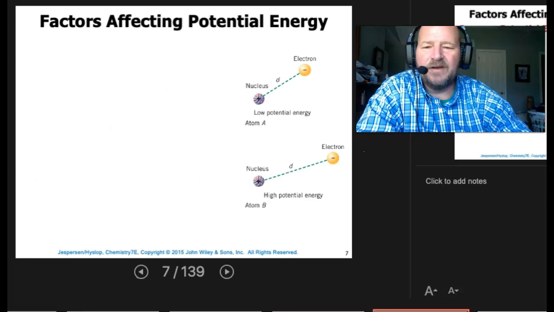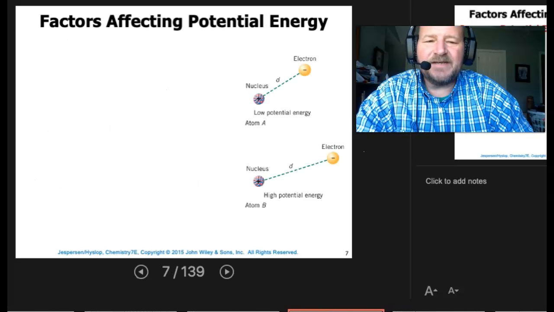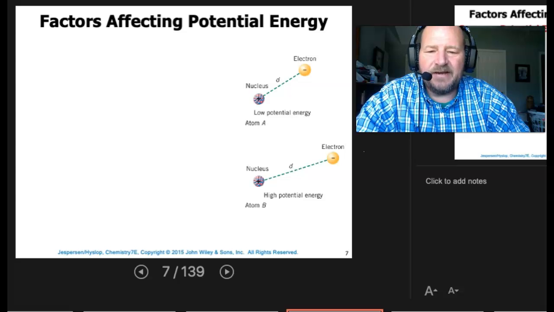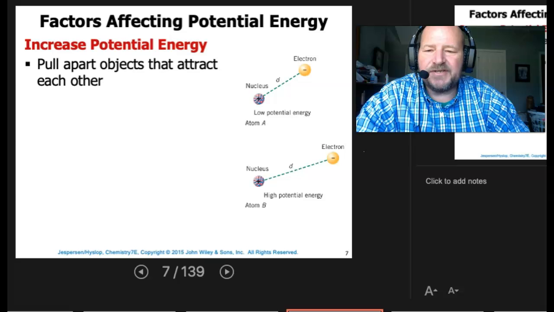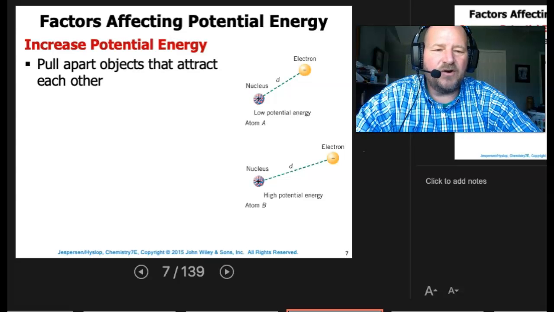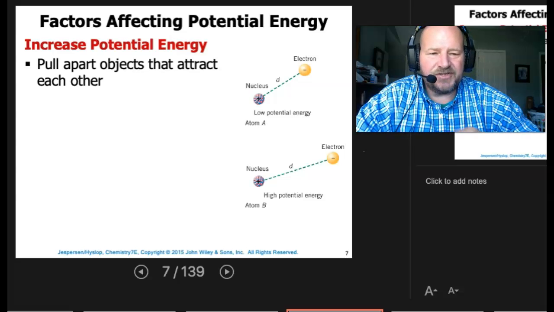All right. What are some factors that can affect potential energy? So here we're going to be looking at electrons and nuclei. We have a low potential energy for atom A. And of course, this would be based on the distance, right? So an increase in potential energy, if we pull apart objects that attract each other, that's going to cost us, right? That's going to then increase the potential energy because they're going to want to pull together, okay?